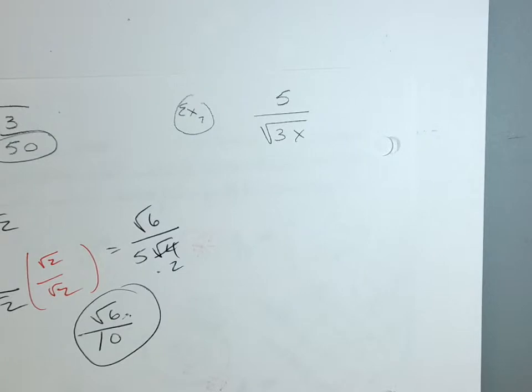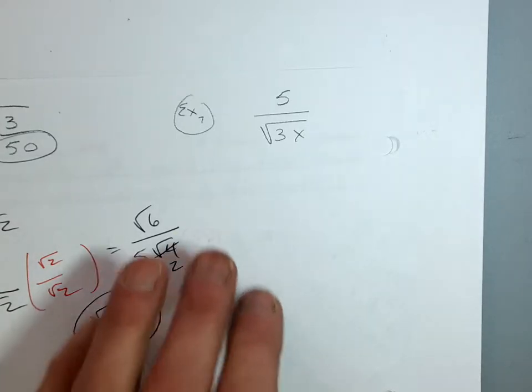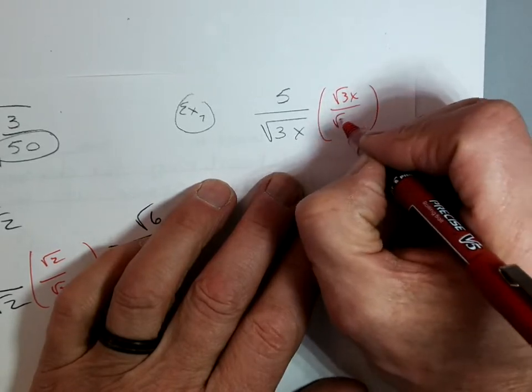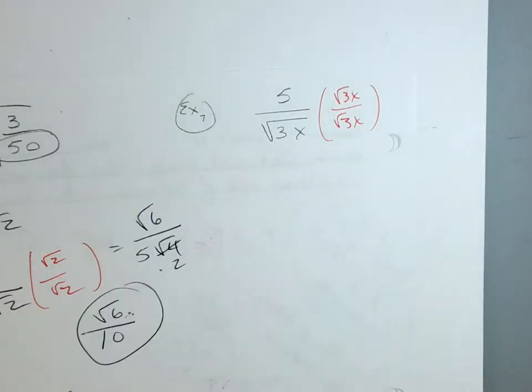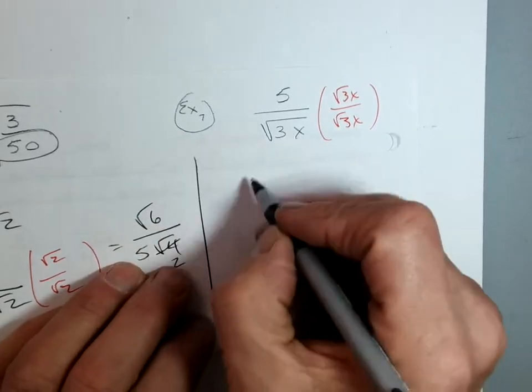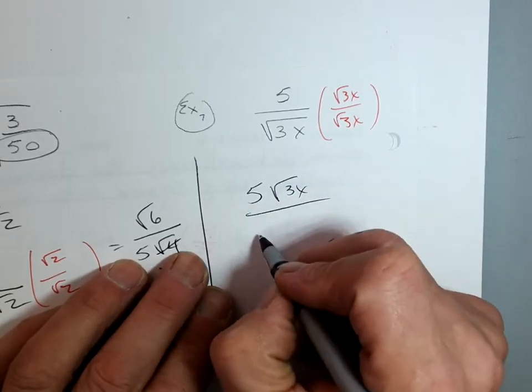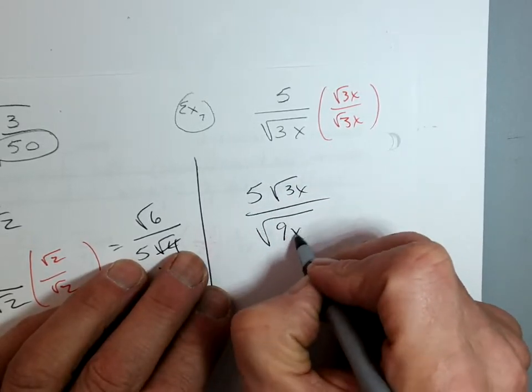What's the problem? 3x. So the x is part of the problem. You guys agree? So fix the problem with the problem. Let's go square root of 3x, square root of 3x, okay? So what am I left with? 5 times the square root of 3x over the square root of 9x squared, okay?